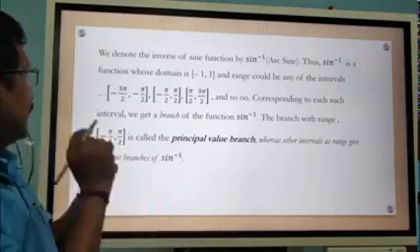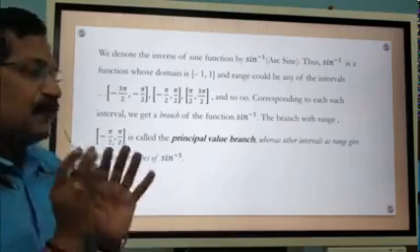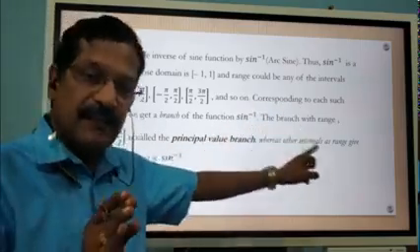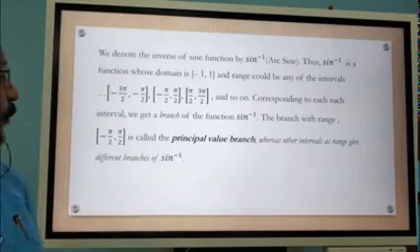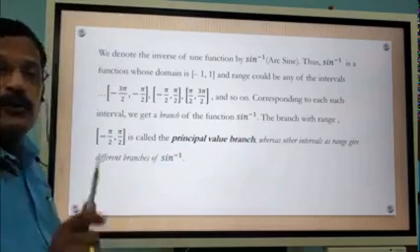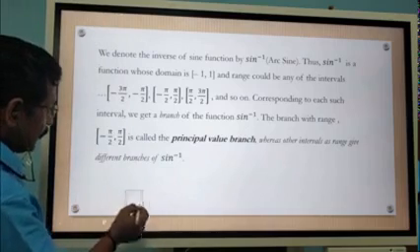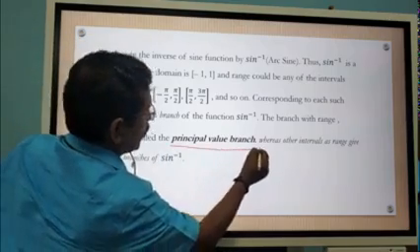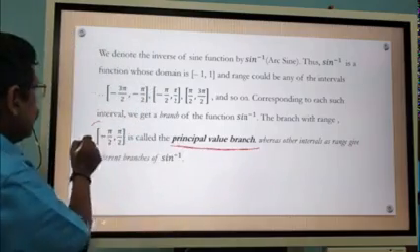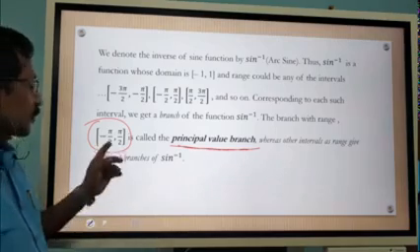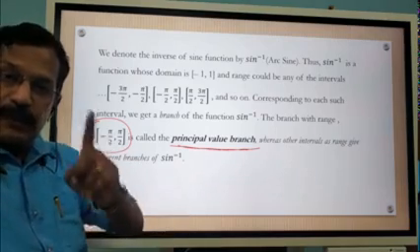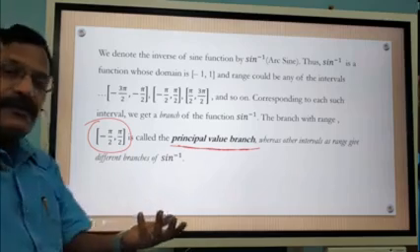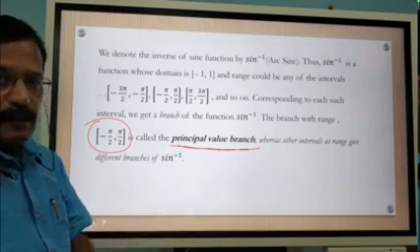Corresponding to each such interval, we get a branch of the function sine inverse. The branch with range minus pi by 2 to pi by 2 is called the principal value branch. In the closed interval minus pi by 2 to pi by 2, that branch is called the principal value branch, whereas the other intervals as a range give different branches of sine inverse. Is it clear?